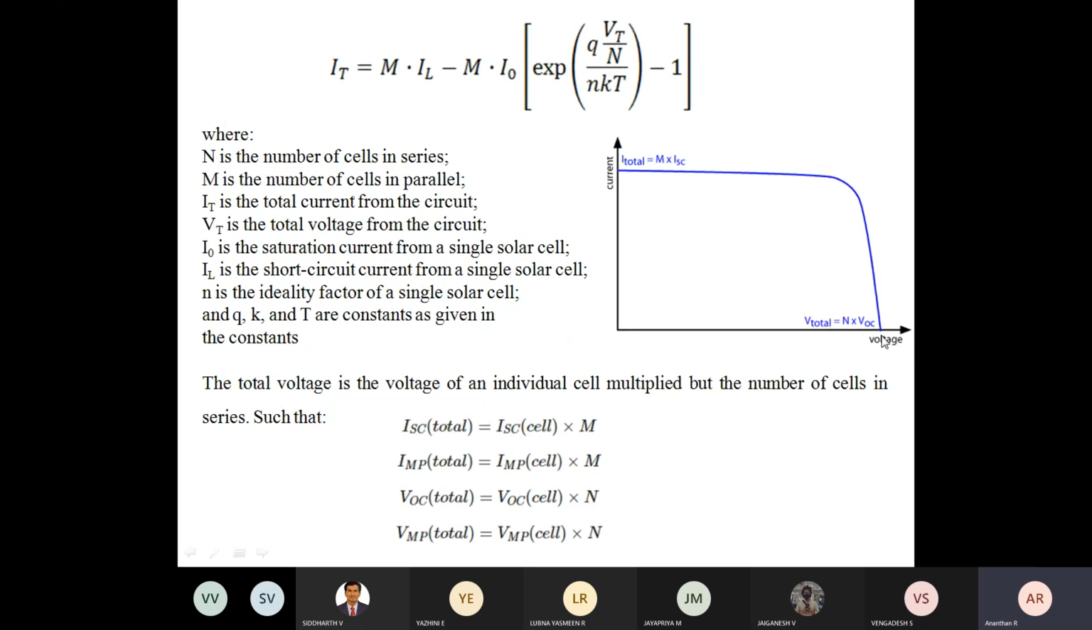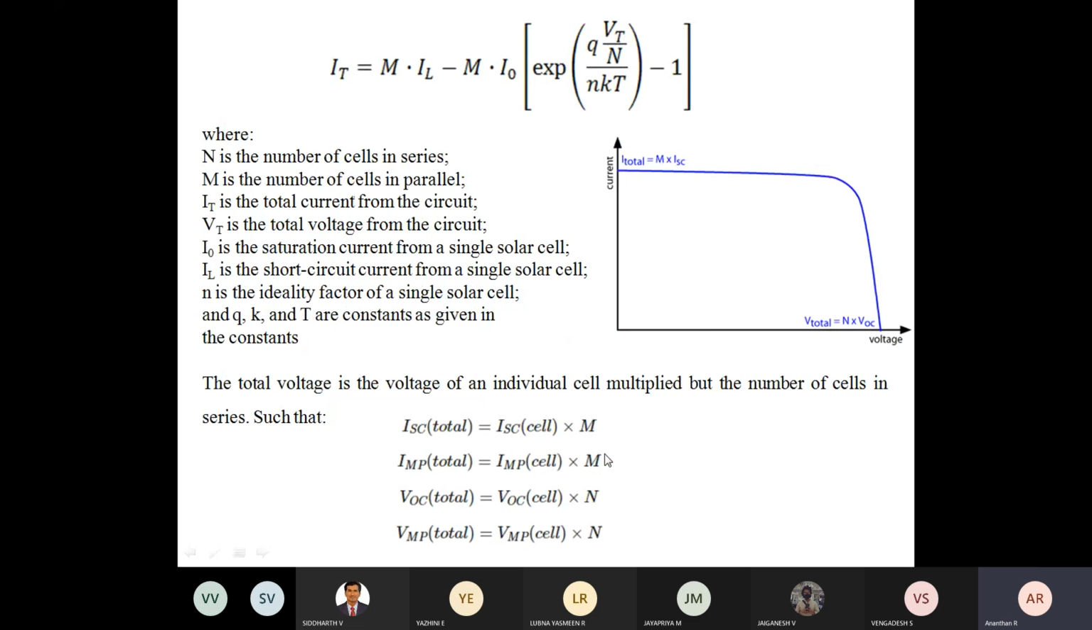If you want to draw the IV curve, we know we have n cells connected in series. Since the cells are connected in series, your voltage will be multiplied, so we need to multiply n into VOC. Your total output voltage will be VOC times n. Similarly, the cells connected in parallel mean that your current will be multiplied, so you multiply your current by the number of cells in parallel.